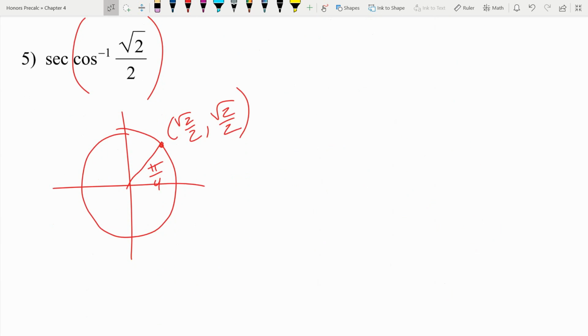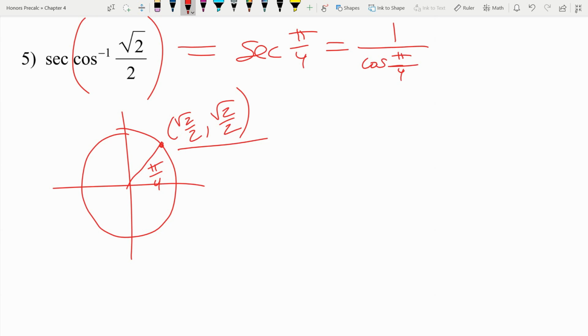So we start with the cosine inverse of square root of 2 over 2. Well, it should be a pretty obvious one. We're talking about a 45-degree angle with the square root of 2 over 2. And so really we're just saying, what's the secant of pi over 4? Secant is the same as saying 1 over the cosine of pi over 4. Well, we just did the cosine of pi over 4. It was square root of 2 over 2.